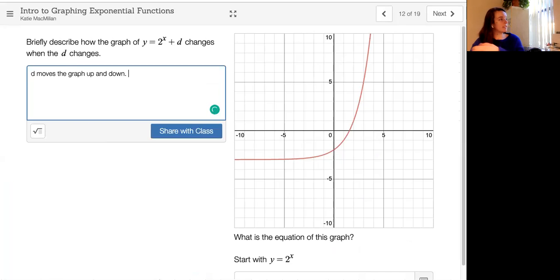A concise way of saying this would be D moves the graph up and down. Positive D moves up. Negative D moves down.